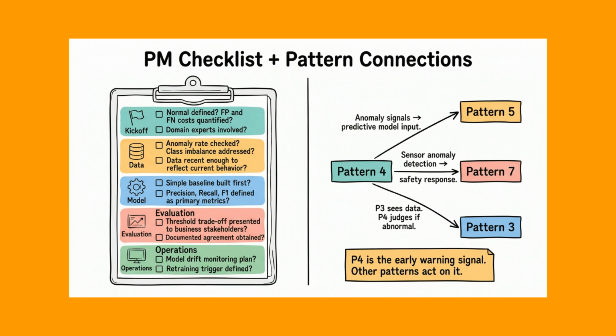Now, how does Pattern 4 connect to the other patterns? Pattern 4 feeds directly into Pattern 5, Predictive Analytics. An anomaly detection system flagging unusual machine vibration can trigger a predictive model that estimates time to failure and schedules maintenance. Anomaly signals are often the inputs to forecasting systems. Pattern 4 is a core component of Pattern 7, Autonomous Systems. A self-driving vehicle must continuously detect whether its sensor readings are within normal bounds. Any anomaly triggers a safety response. Without reliable anomaly detection, autonomous systems cannot operate safely.